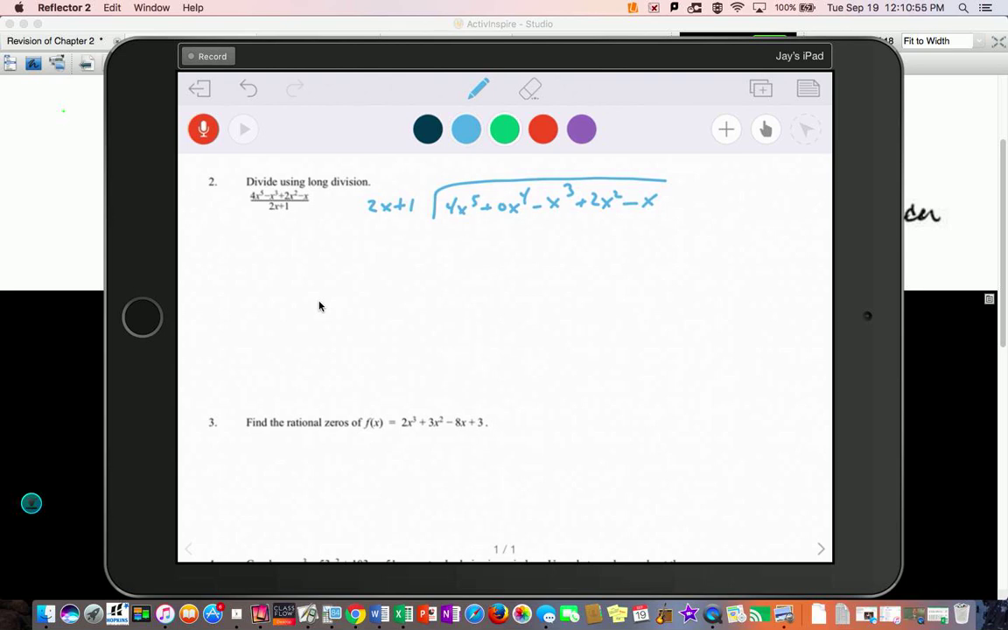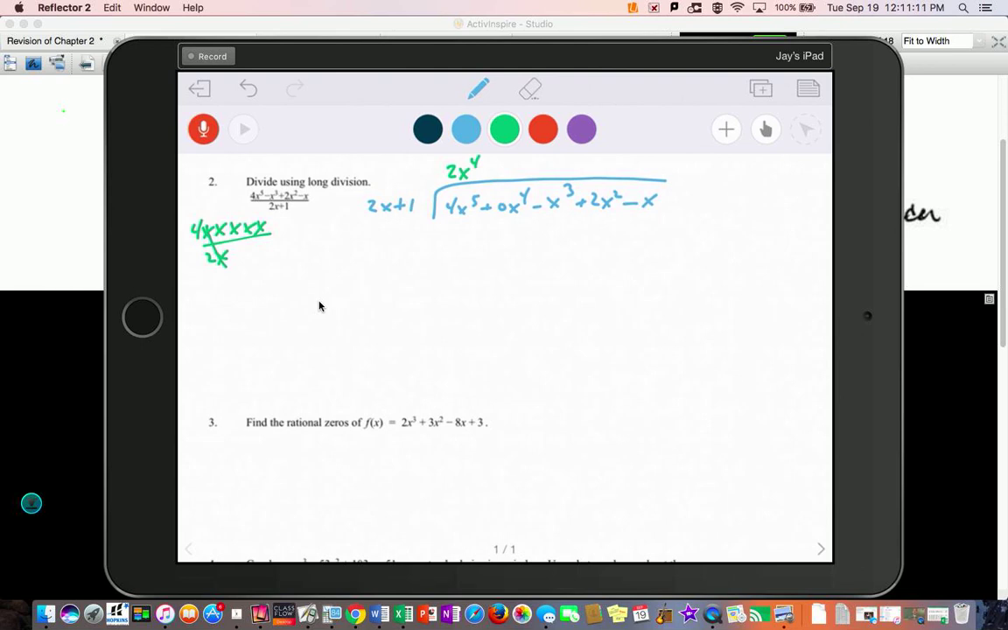So my first step would be to take that 4x to the 5th. 1, 2, 3, 4, 5. And we are dividing by 2x. So I can get rid of one of the x's. 4 divided by 2 is 2. So I'm going to write 2x to the 4th up top.